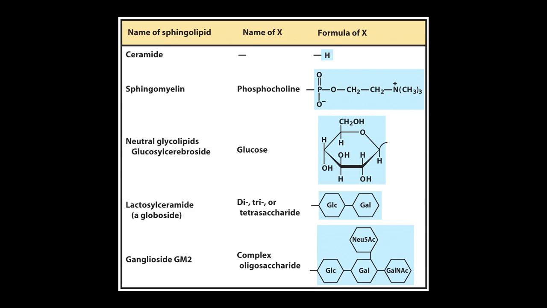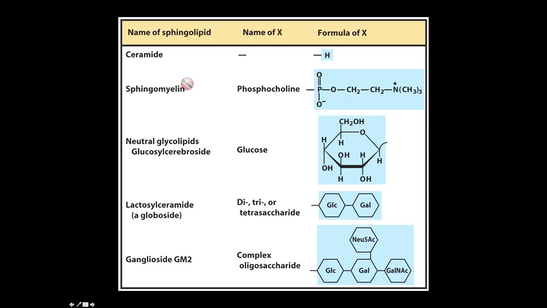Now remember when we looked at the general structure of sphingolipid, we had an X group. If X was hydrogen, it would be called ceramide. You can look at the others, but I just want to point out sphingomyelin, because that's when X is phosphocholine. You should at least have heard the word myelin before, I hope.